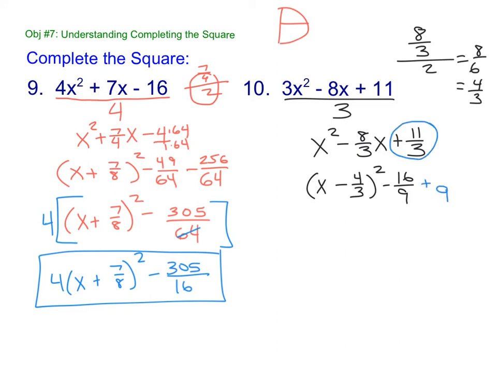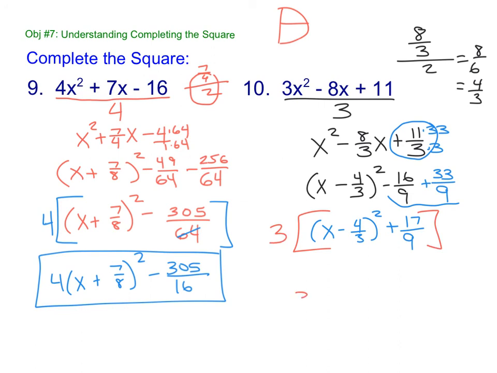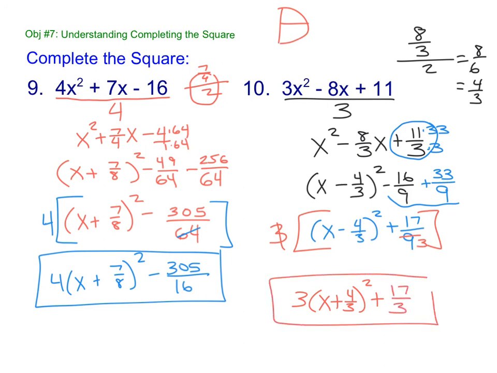I want a common denominator of 9. So 3 and 3, that's 33. Combine these together. This one actually is easier. (x minus 4 over 3) squared plus 17 over 9. We're going to take that and put the 3 back into the problem. So we get 3 times (x minus 4/3) squared plus the 3 cancels out with the 9, and we're left with 3. That is your final answer.